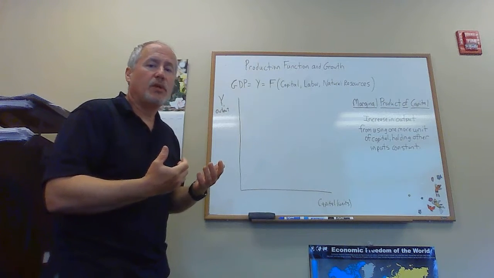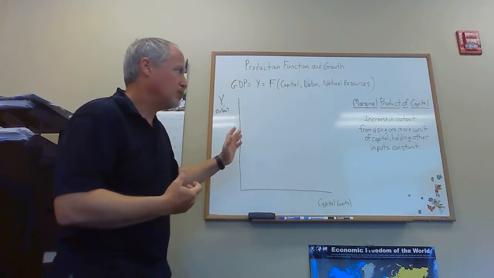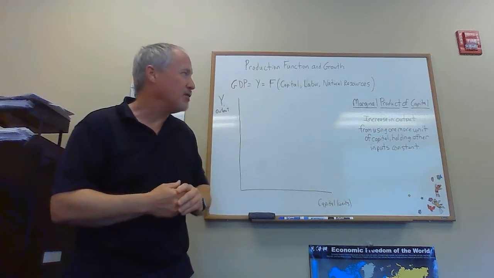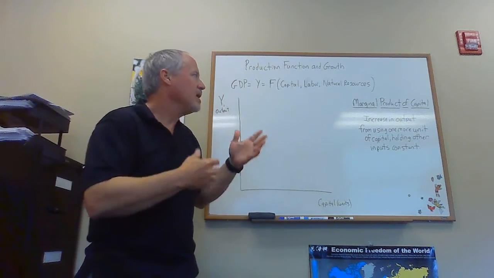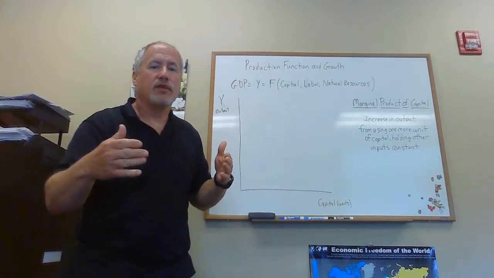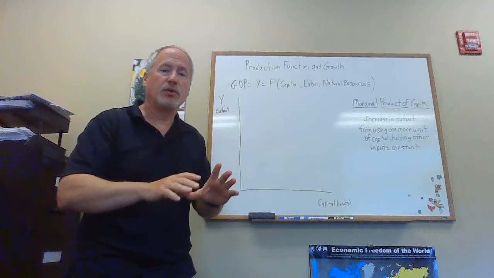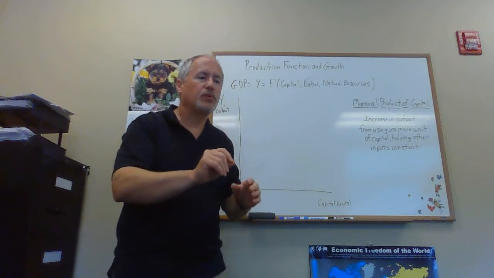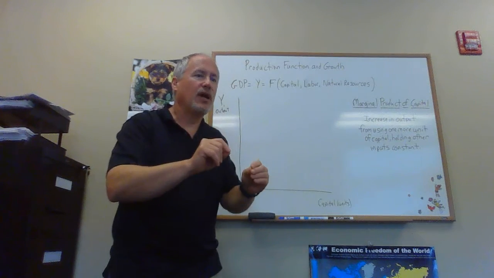Now, the thing that's going to be important for the production function, and when we draw a graph here, is the idea of the marginal product of capital. This is defined in the book, but the definition here would be, it's the increase in output that you get when you use one more unit of capital, holding the other factors of production constant.